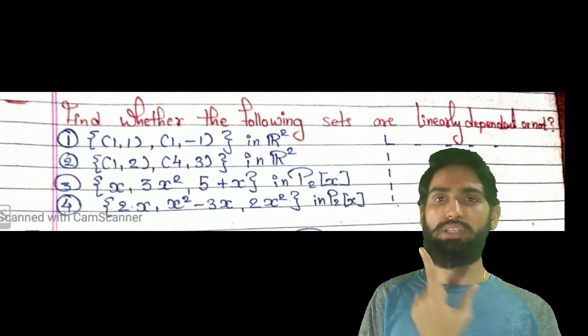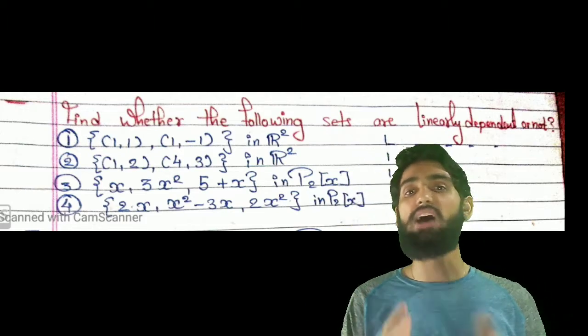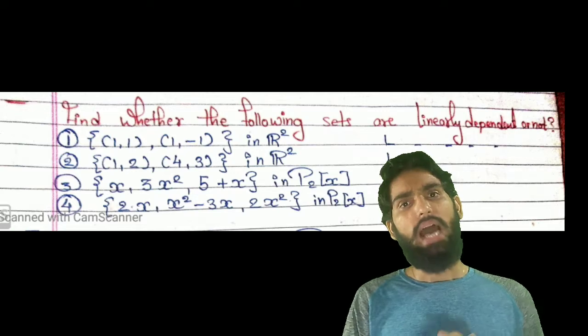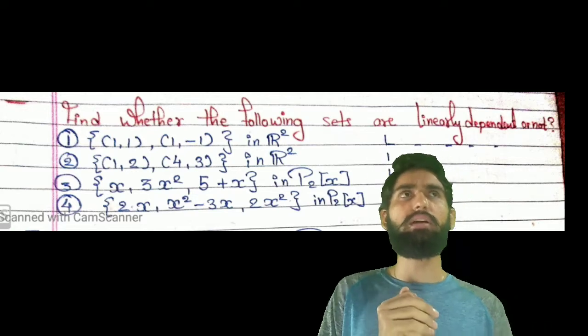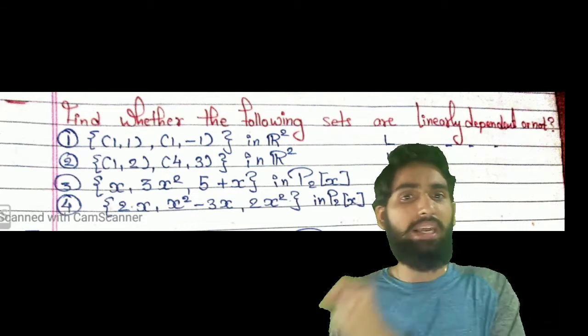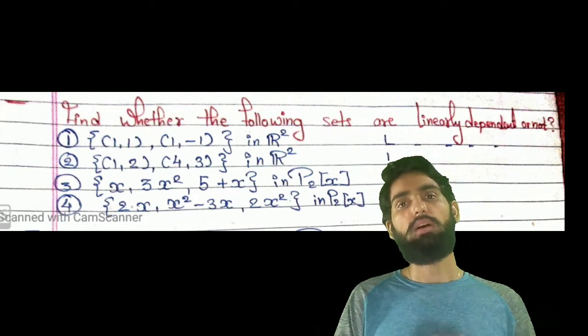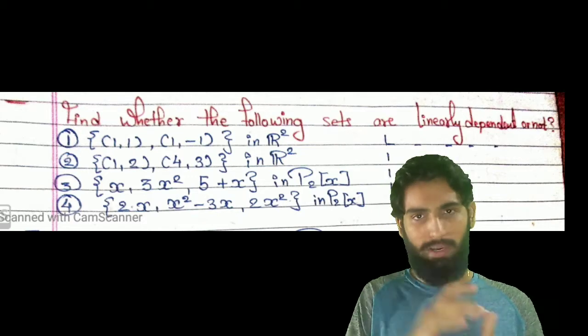So I want to check whether the first given set is linearly dependent in R2 or not. How will I check? I just think about whether there exists some non-trivial way to reach the 0 element of that vector space. The vector space is R2. The 0 element will be (0, 0).